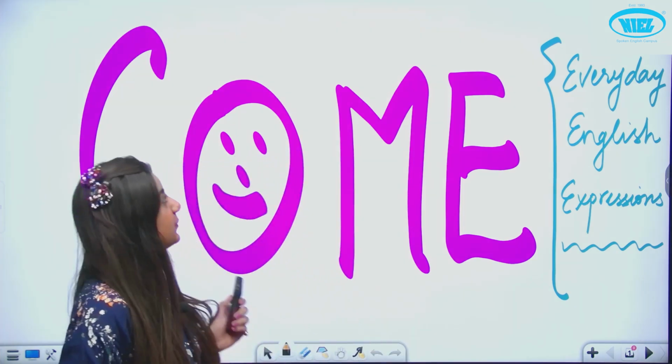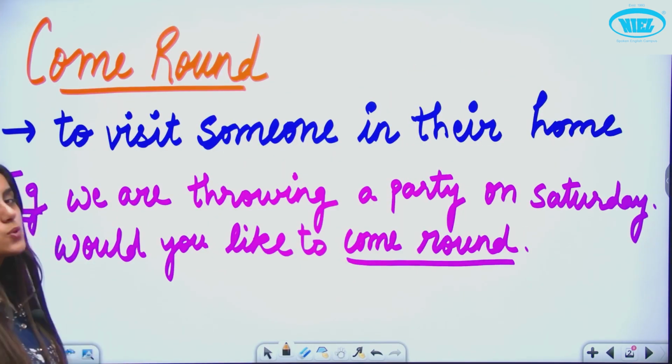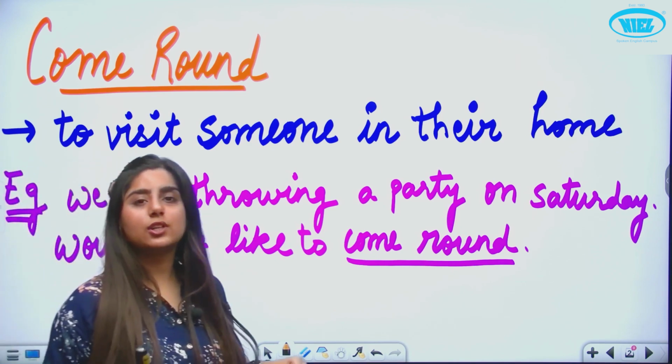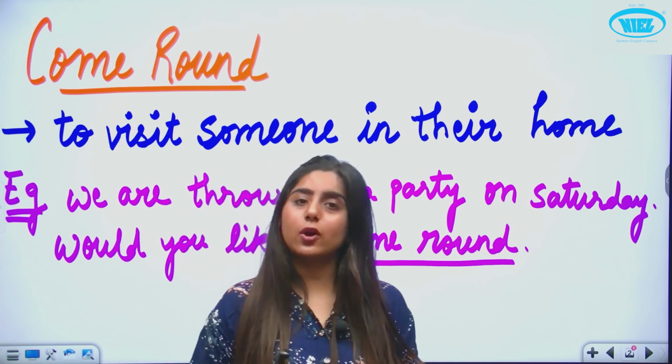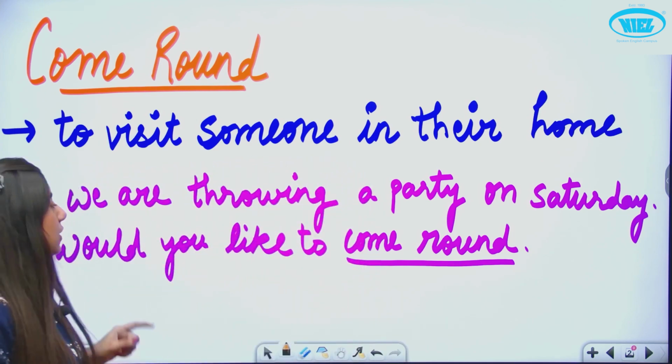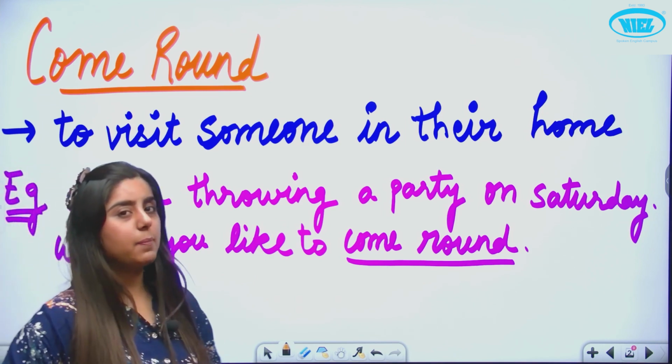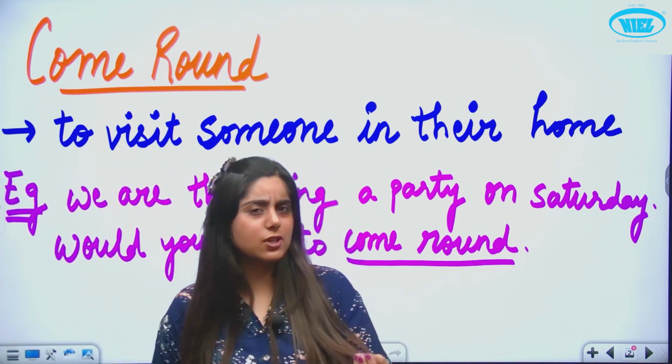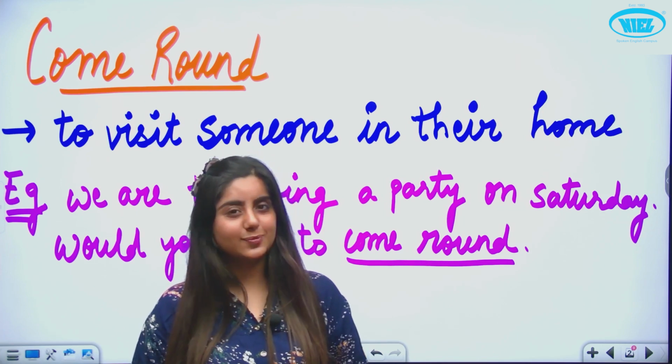So let's see the first one. The first one is come round. Come round means to visit someone in their home. किसी के घर जाना या किसी को join करना. For instance, we are throwing a party on Saturday. Would you like to come round? हम एक party कर रहे हैं Saturday को. Would you like to come at our home or would you like to join?